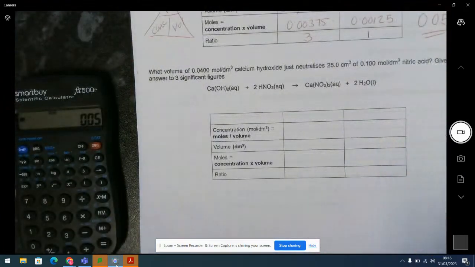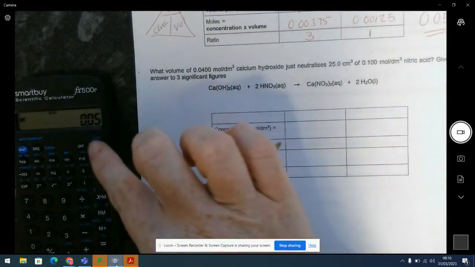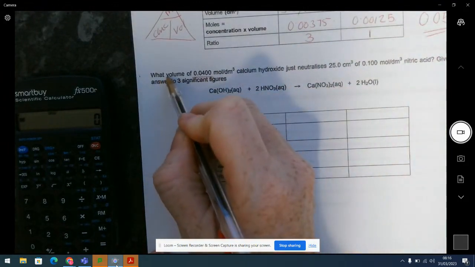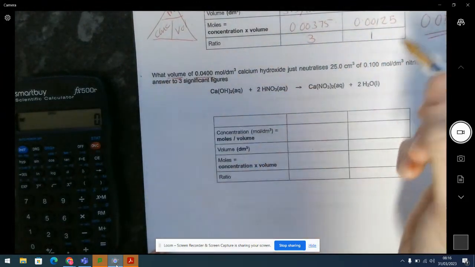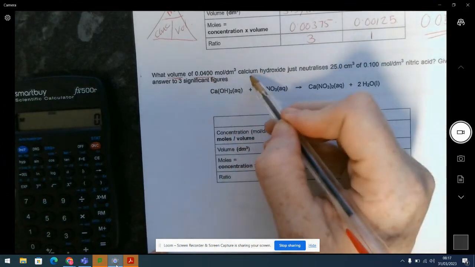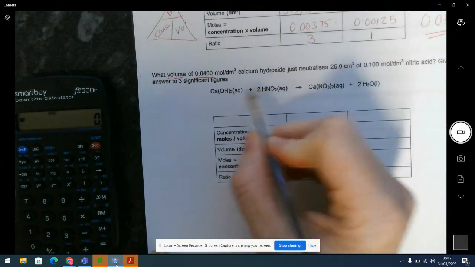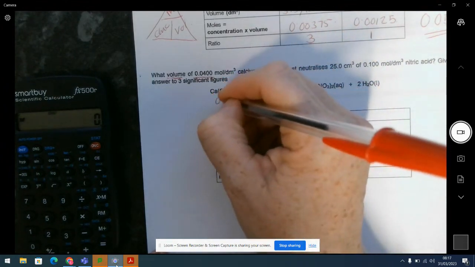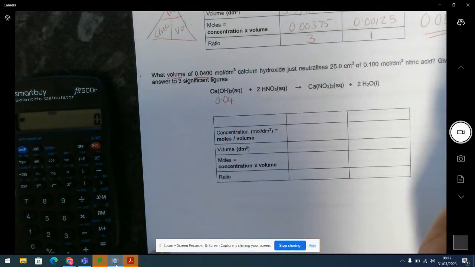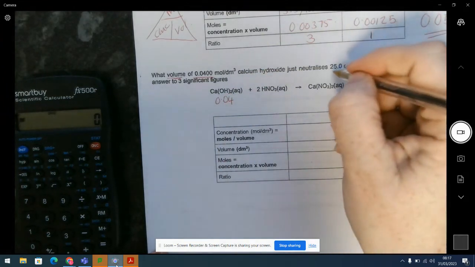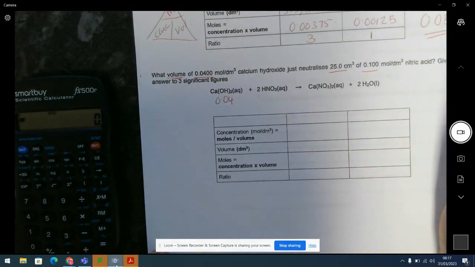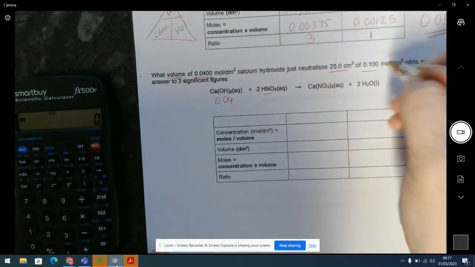Okay, and then the final one before you do the exam questions is this one here, where I've got a volume. So again, it's been asking me to calculate the volume, and we'll come to the triangle in a sec. I have a concentration of calcium hydroxide, so I've got to work out which one's calcium hydroxide. So this is here. So I've got 0.04 molar decimeters cubed of calcium hydroxide, and it neutralizes 25 centimeters cubed of a 0.1 molar nitric acid. So my nitric acid is here.